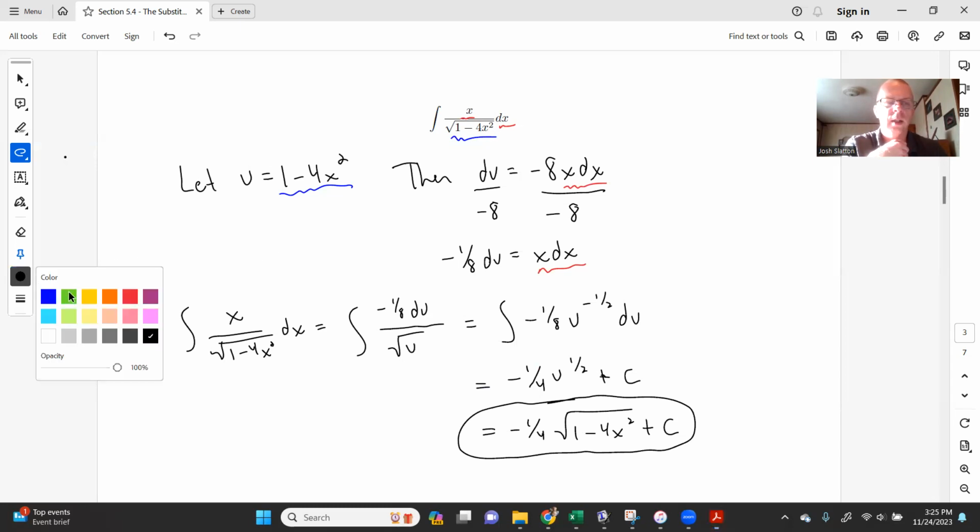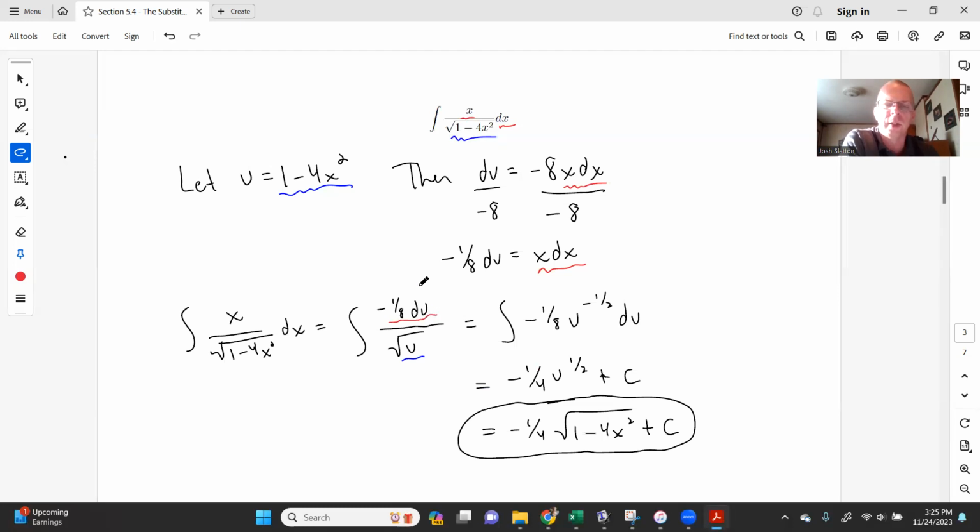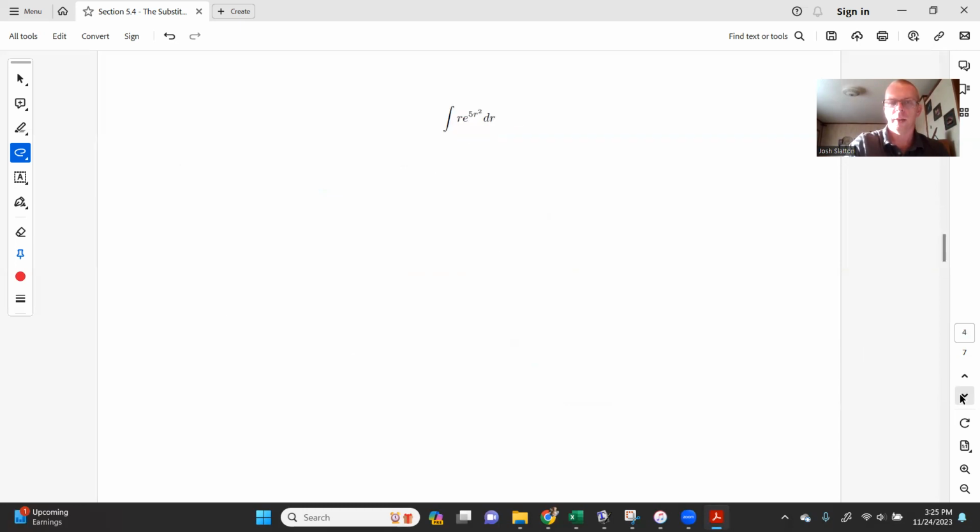Again, everything in the original needs to be either with the u or with the du. And so then when you do the substitution, all parts of that will be corresponding to either the red or the blue, the u and the du. All right, so last one in this video.